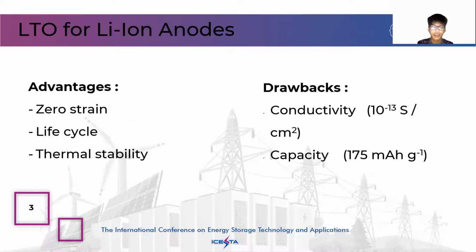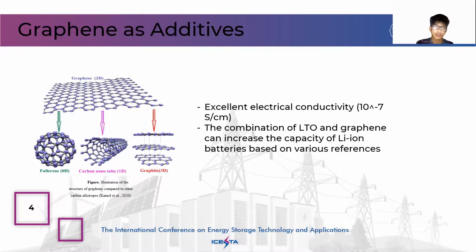The advantages, as have been mentioned before, of using LTO for lithium-ion anodes are its zero strain property, its great life cycle and thermal stability. However, it has drawbacks such as its conductivity and capacity. Now, graphene as additives. Graphene, with its superb conductivity, can be added to improve performance according to various references.